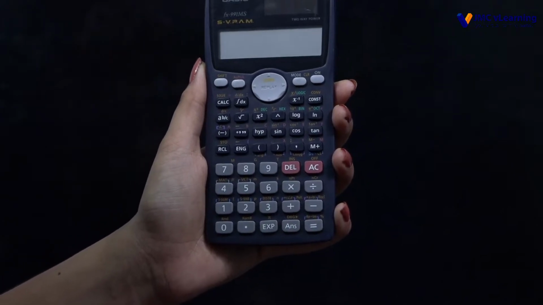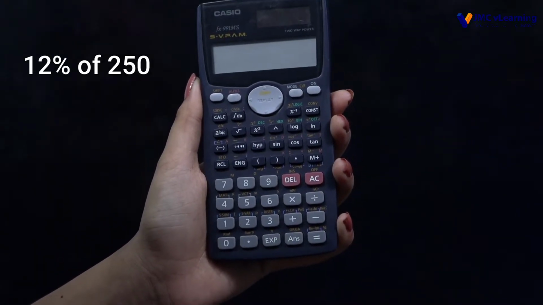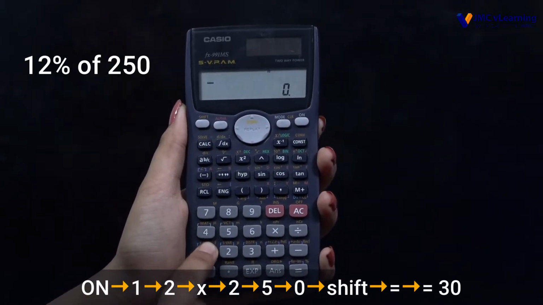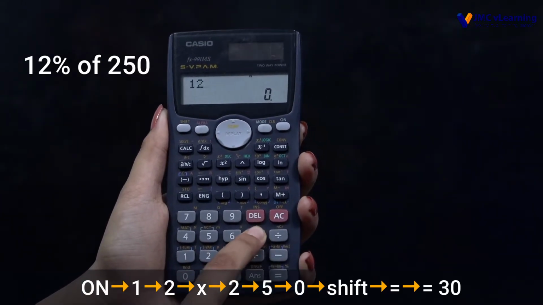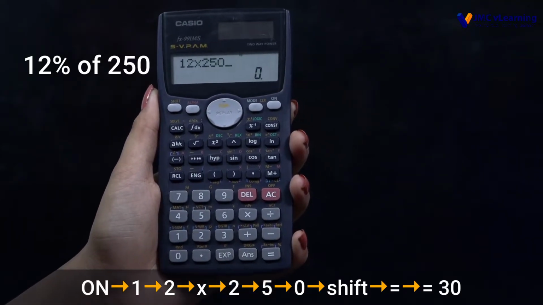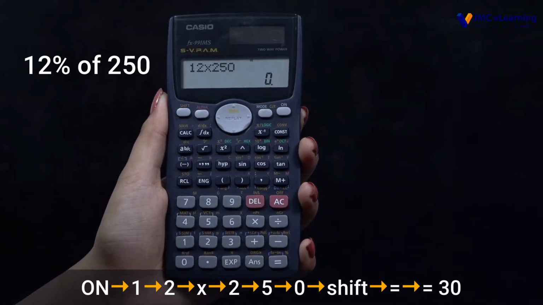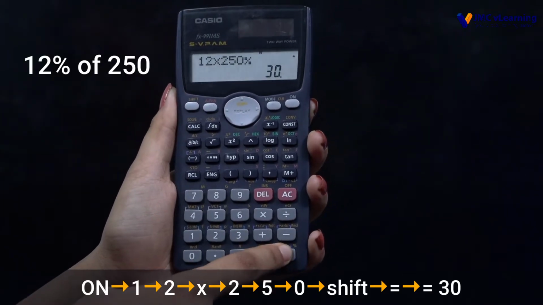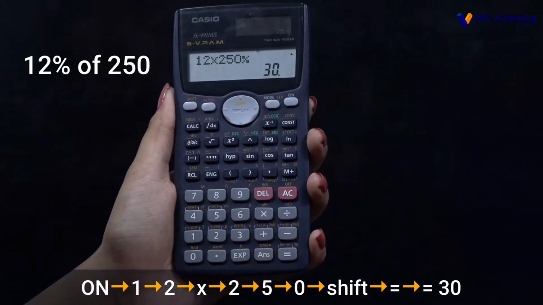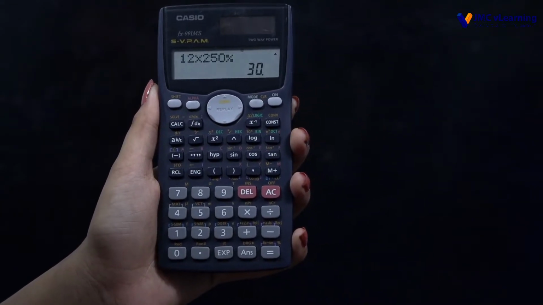Let's simplify the sums using the percent key. The first question was 12% of 250. Here, of means multiplication. To take the answer, press the on key first, then 1, 2, of means the multiplication key, then 2, 5, 0. Next you have to take the percent symbol. To take the percent symbol you have to press two keys: the shift button, then the equal button. Now you can see the percent symbol. To take the answer, we press the result key again. The answer is 30.